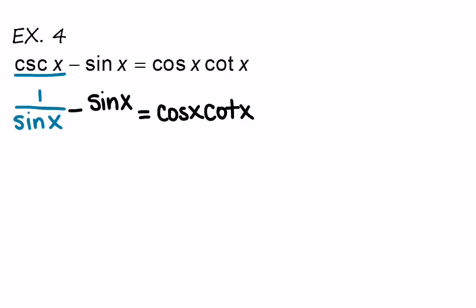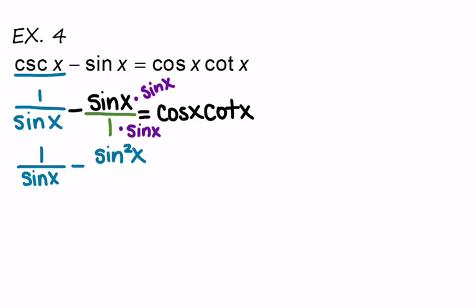So I know in order to add or subtract fractions, they have to have a common denominator. And currently, the second fraction is over 1. The first fraction, the denominator is sine. So that means the common denominator is going to be sine x. So I need to multiply sine x by the top and bottom of that fraction to get the common denominator. So the first fraction is going to stay the same, 1 over sine x, minus sine times sine will be sine squared, and then over sine x.